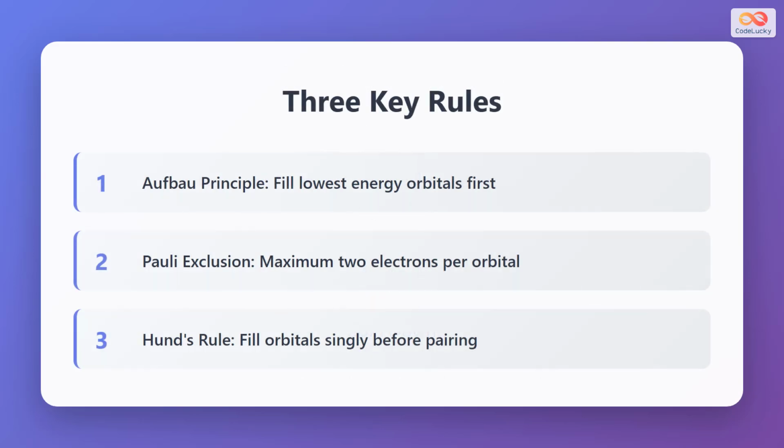Drawing orbital diagrams correctly requires following 3 fundamental rules. Rule 1 is the Aufbau Principle, which states that electrons fill the lowest energy orbitals first before moving to higher energy levels. Rule 2 is the Pauli Exclusion Principle, which limits each orbital to a maximum of 2 electrons. Rule 3 is Hund's rule, which tells us that electrons will fill orbitals singly first, spreading out as much as possible before they start pairing up in the same orbital.